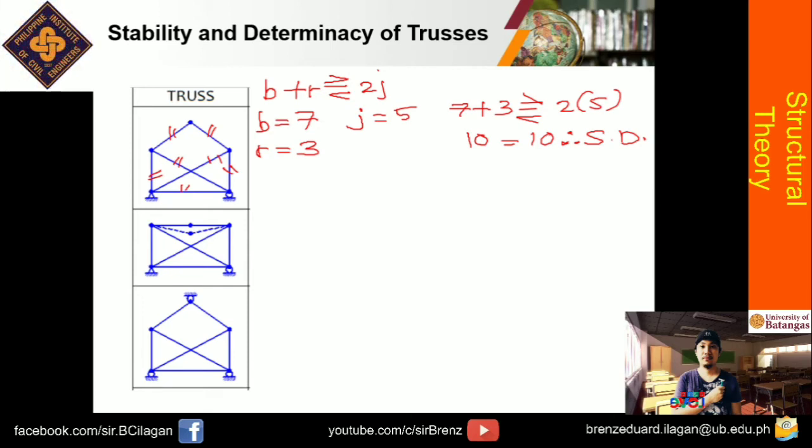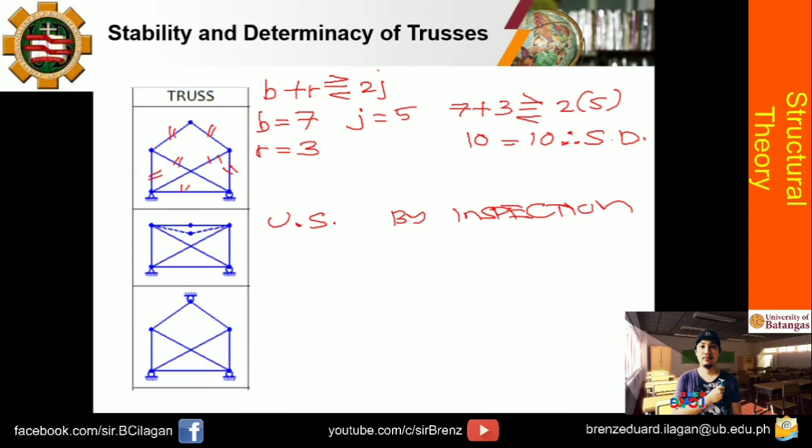So, yan. Kung makikita mo dito guys, meron ka na namang pinakita na dash line. So, kagaya sa beam natin, this dash line represents na meron kang instability. So, this instability is caused by these 3 internal pins which are acting parallel. So, ito kahit di mo na i-solve, we can say na ito is unstable. So, by inspection alone, we can say that this truss is unstable.